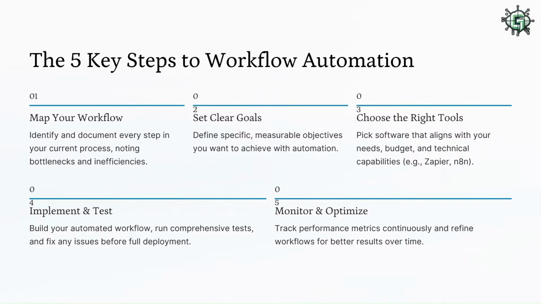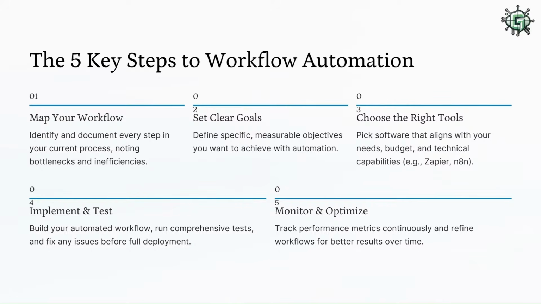So let's say you want to automate your business process. Here are five key steps to create a workflow automation. First, map your process. Write each step on paper. Identify where time is wasted, and which process you want to automate. Then next, set goals, like saving 2 hours daily or reducing errors by 50 percent, or how efficiently you want to work by using automation.